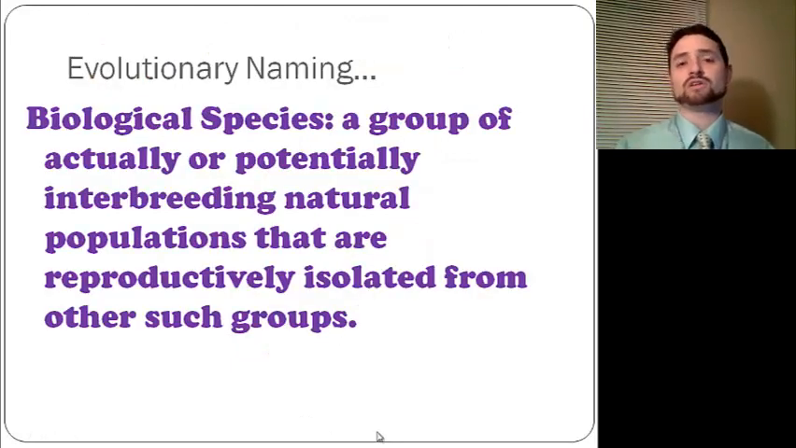So evolutionarily speaking, which is what this whole unit has been about, why do we want to know their name? Why do we want to give them a name? And how does it all come together? Well, we'll start with the understanding of what a biological species is. A biological species is a group of actually or potentially interbreeding natural populations that are reproductively isolated from other such groups. Now, that's a big definition to say that it's organisms that can reproduce fertile offspring.